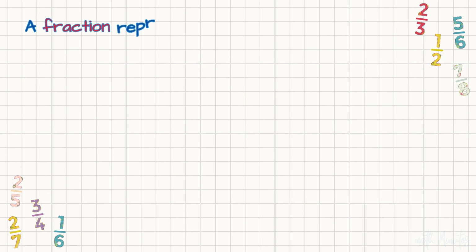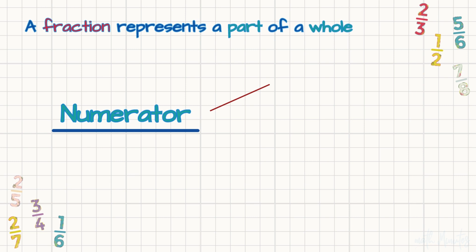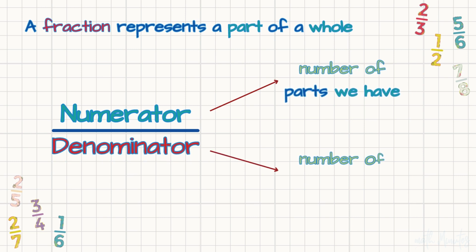Before we jump into multiplication and division, let's quickly recap what fractions are. A fraction represents a part of a whole, and it consists of two parts: the numerator, which tells us how many parts we have, and the denominator, which tells us how many equal parts make up the whole.